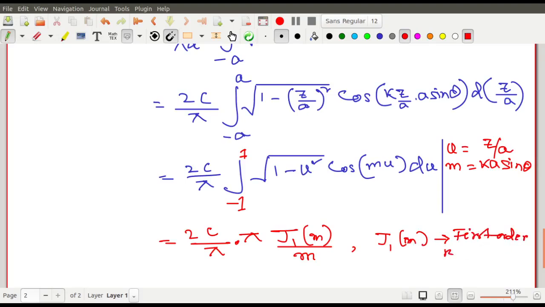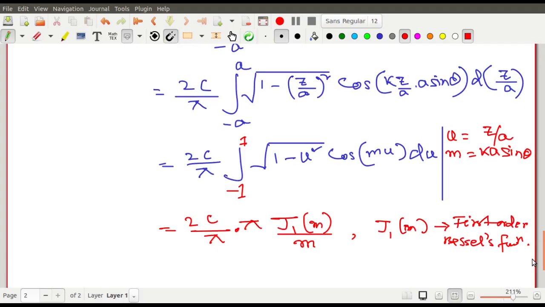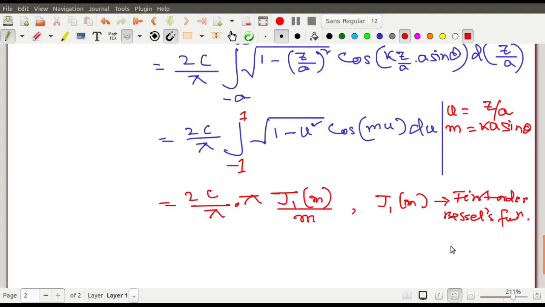J1m is first order. Bessel is the name of a mathematician. After his name, it is the first order Bessel's function. Don't try to understand, you have it in your third semester course, don't be worried, if we meet again, then we will definitely show it to you. So J1m is the first order Bessel function.